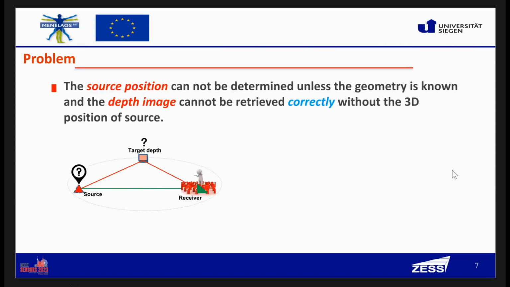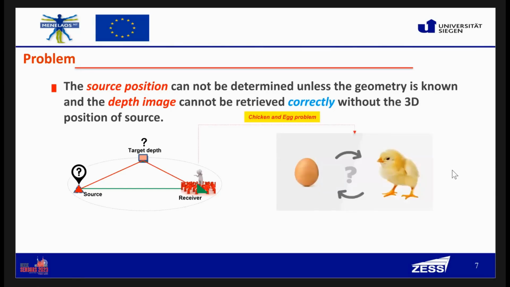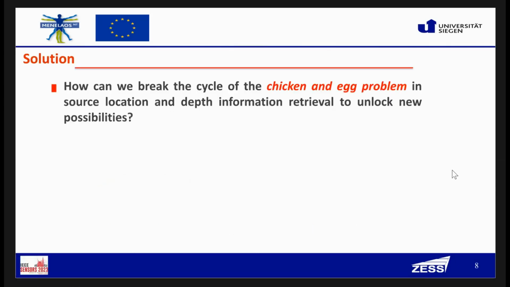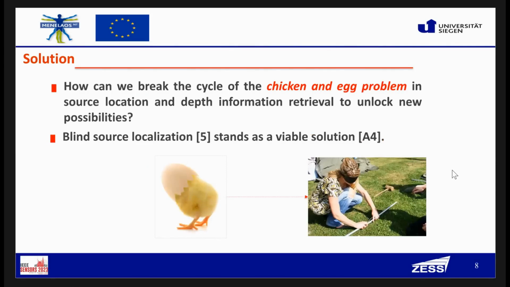So basically the problem is that the source position is unknown. And when the source position is unknown, the obtained depth information will always be incorrect. The receiver doesn't know whether the depth is correct or the source position is correct. So this generates a chicken-and-egg problem. We don't know which one comes first. Prior works also rely on the assumption that the source position is known, but this does not hold in general. So we try to solve it with a blind source localization approach.